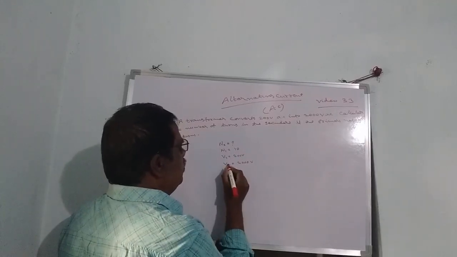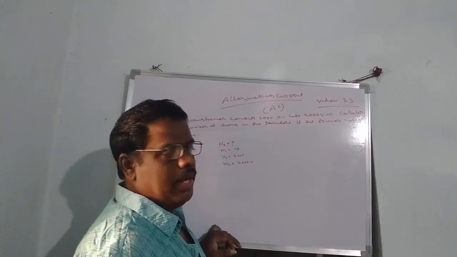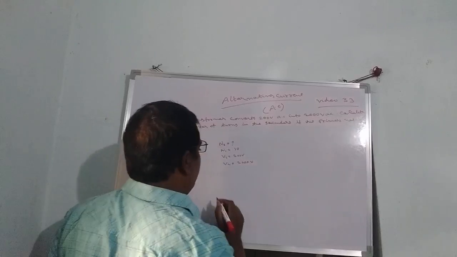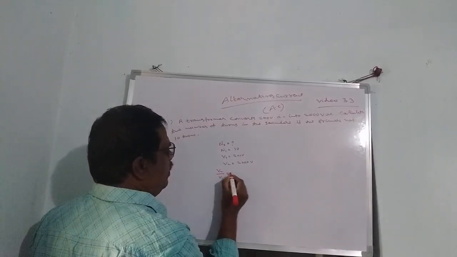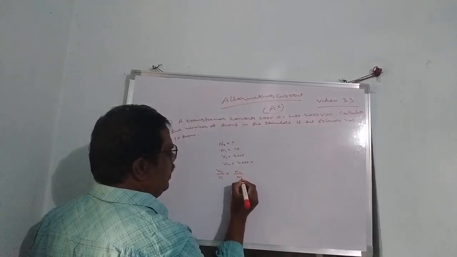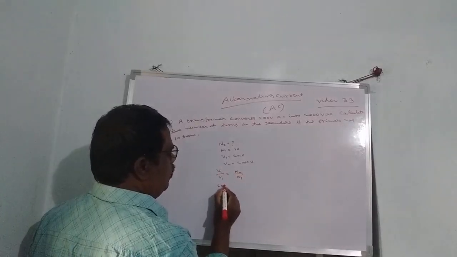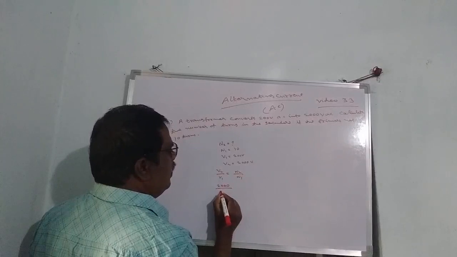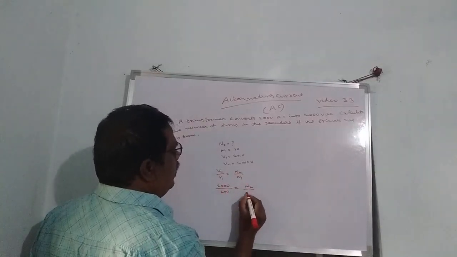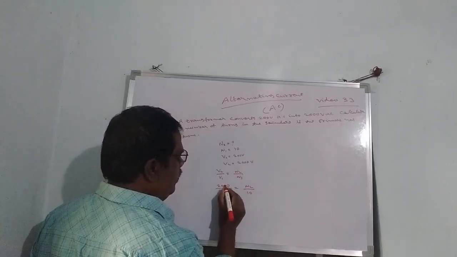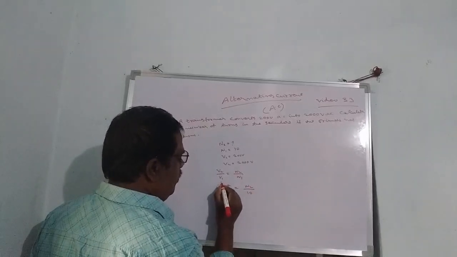So by using the transformer formula, we can calculate this problem. What is the transformer formula? V2 by V1 is equal to N2 by N1. V2 is equal to 2000, V1 is equal to 200, N2 I don't know, N1 is equal to 10. Here the zeros are cancelled, so it will be 10 times.